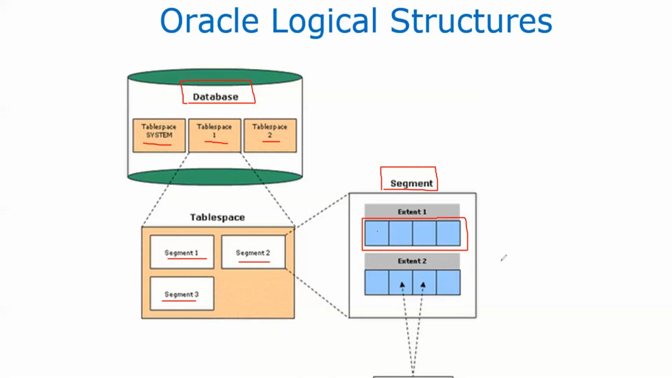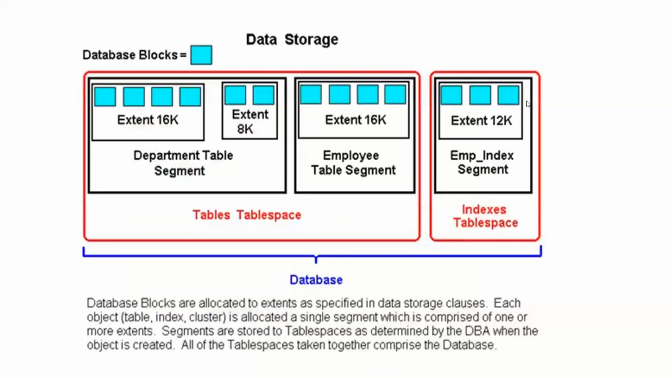So each extent size is 64 KB there, but this is not the case here. It is just continuous data blocks. It can be 2 blocks in an extent, or it can be 3 blocks, or it can be 8 blocks in an extent. Okay, so this is how the extents work. Database blocks are allocated to extents as specified in the data storage clause.